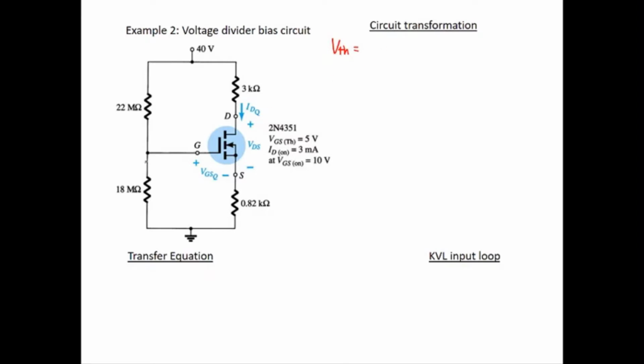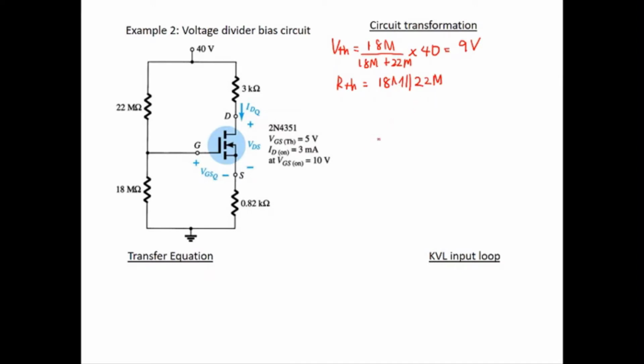you calculate the VTH. This VTH is the voltage around here. This is a voltage divider, 18 mega over 18 mega plus 22 mega, times 40, which is equal to 9 volt. And then you need to calculate the RTH. RTH is 18 mega parallel with 22 mega. For now, I will not do the calculation, because the value of RTH is not important when you do the KVL, because RTH will not appear in the KVL.